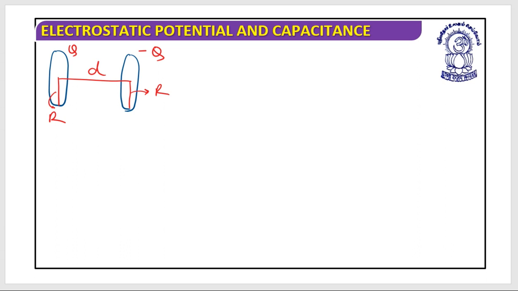What do you need? You need the potential difference. So how can you do this? Let's say this is point A, this is point B, and let's write the potential. So what is the potential at A all about?